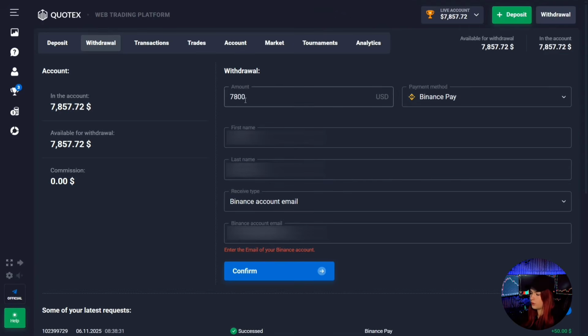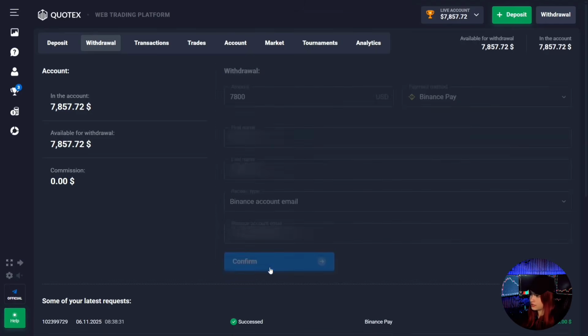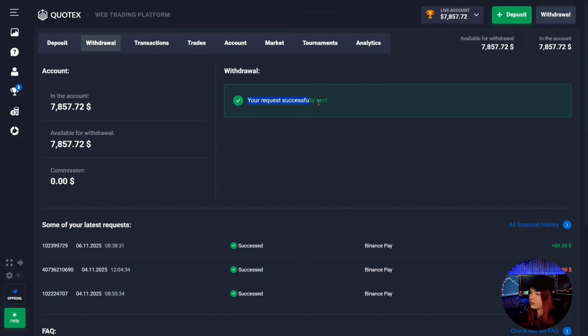In the next two lines, I will enter my name. Next, we need to select our Binance email accounts. Then in the bottom line, we need to insert the email address of our Binance account. Now, since we have filled in all the lines, we can click on the confirm button. And so guys, our application has been accepted and will be reviewed in the near future. Then the amount of $7,800 will be credited to my Binance platform. In most cases, this doesn't take much time. Therefore, I will now wait for the funds to be credited on my Binance platform. And yeah, once it happens, guys, we will continue.